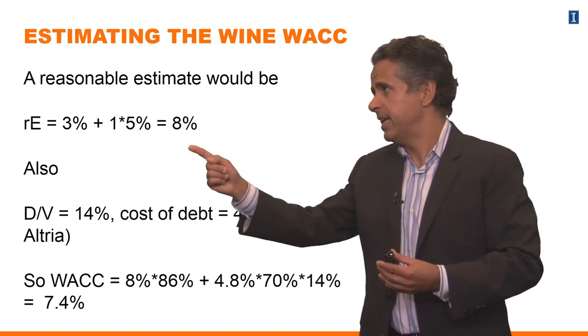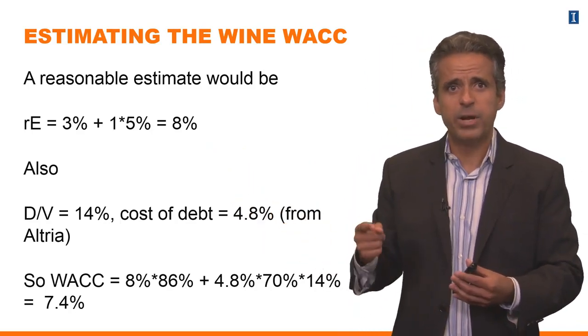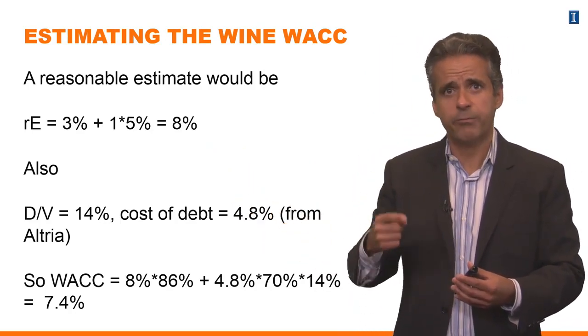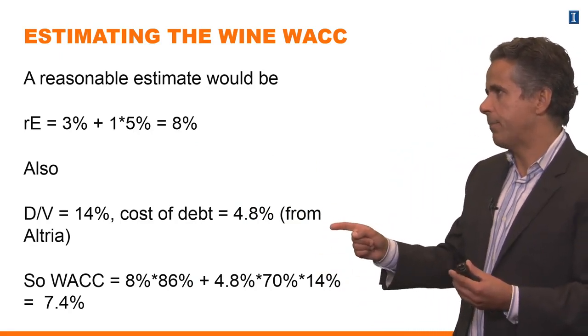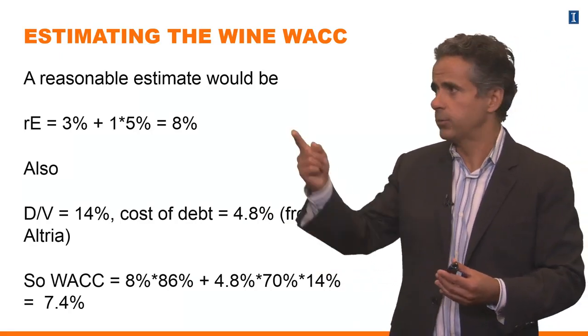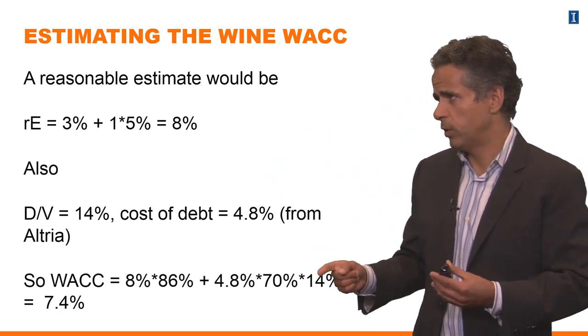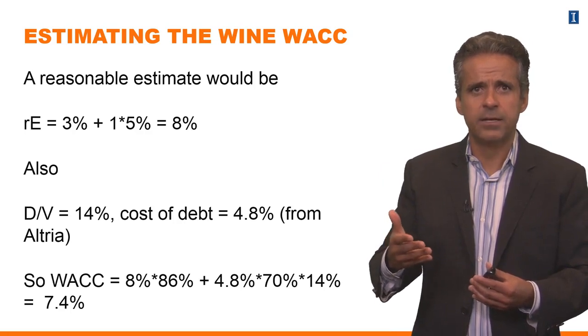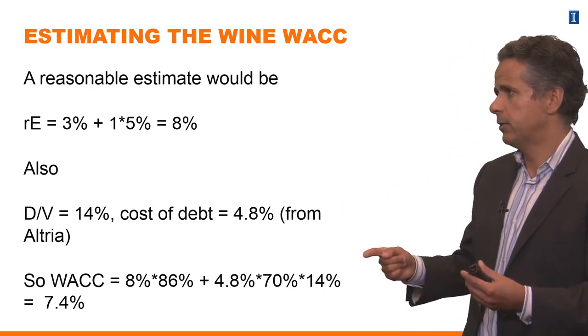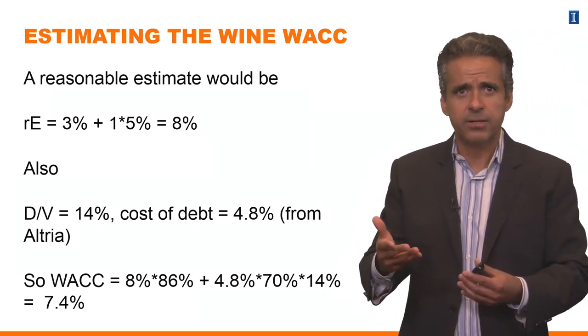Instead of 6.5%, which we would have obtained if we were using the tobacco beta, okay? So just a couple more data points here to compute the WACC, to go from required return on equity to the WACC. We have to add the debt to value and the cost of debt, right? We take those from Altria, okay? Those are company-wide values, okay?